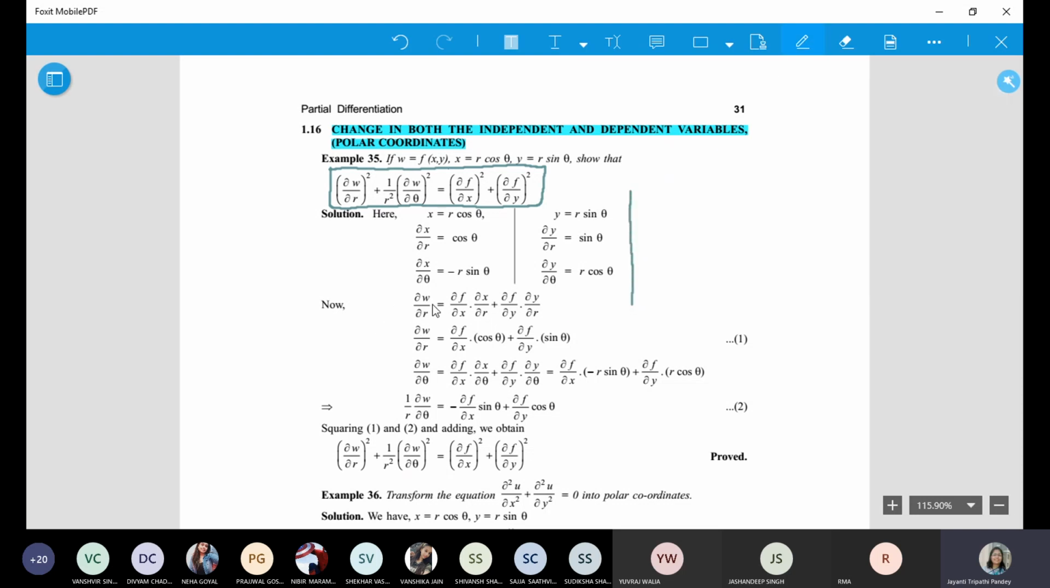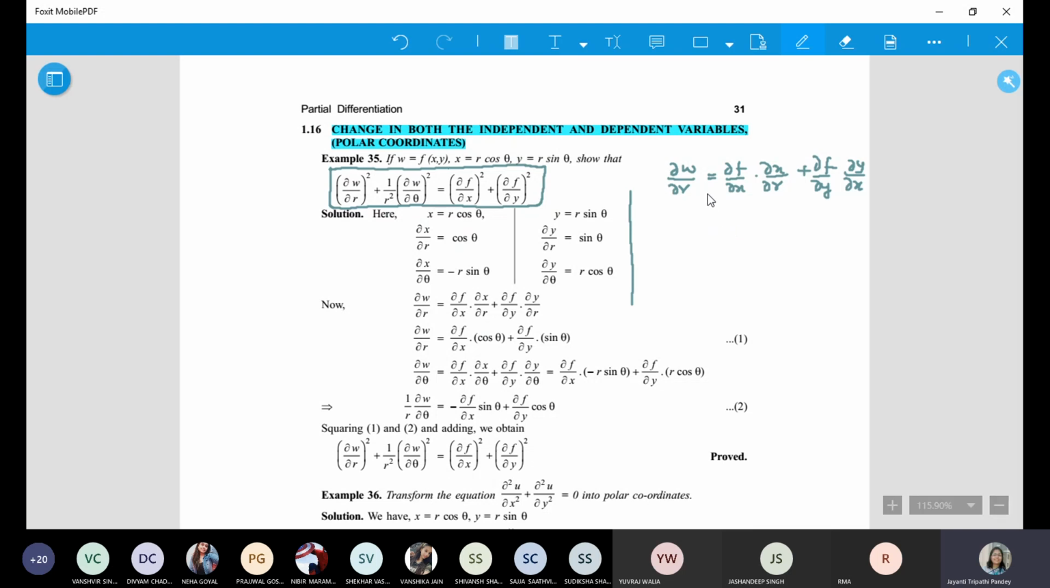this part. When you find del w by del r, then you will do it how? As a chain rule or as a composite function. Del w by del r. That means first you will differentiate f, then you will differentiate x and y. So it is del f by del x into del x by del r. Here also we are using del because x depends on two variables r and theta, plus del f by del y into del y by del r.